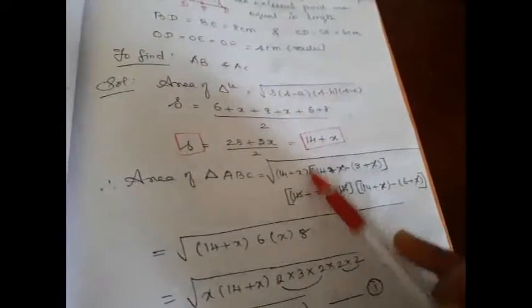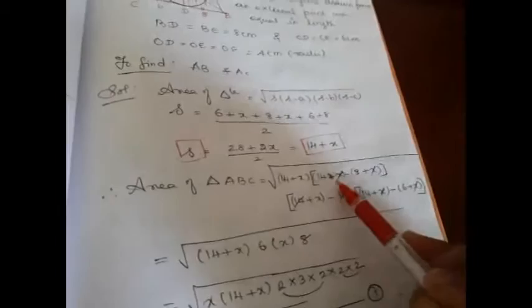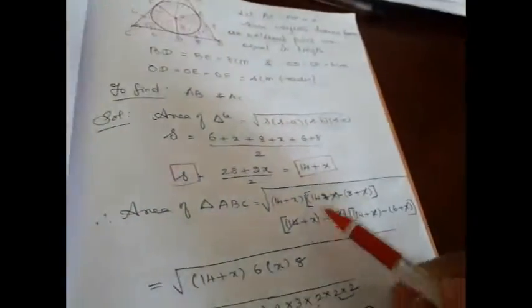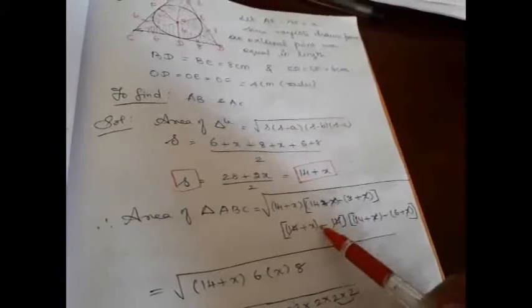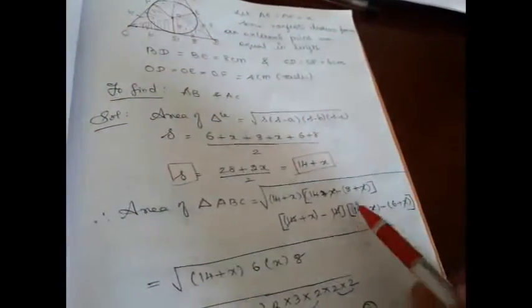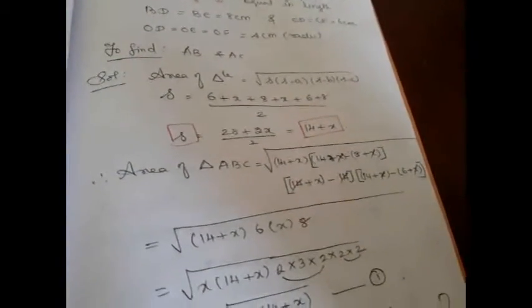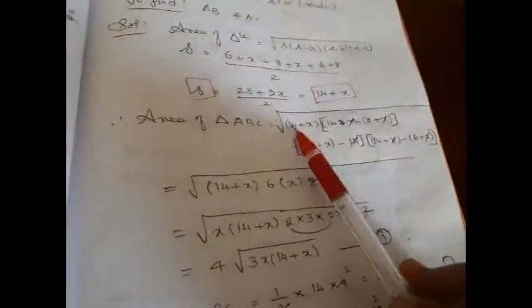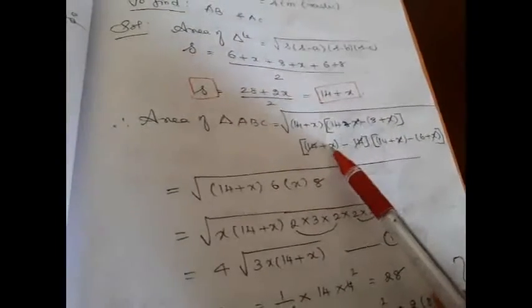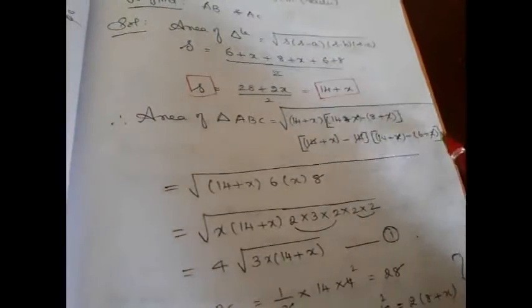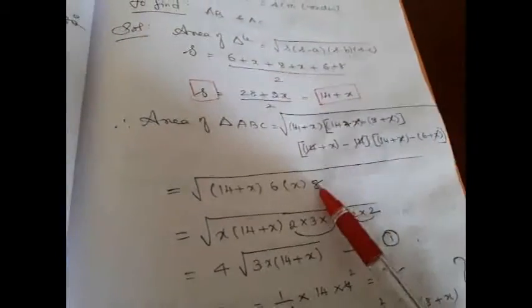S is 14 plus X into S minus A. 14 plus X minus, your first side AB is 8 plus X. Into 14 plus X, S minus your B, which is 14, and 14 plus X minus your C, which is 6 plus X. You can take ABC in any order, it doesn't matter. So 14 plus X minus X will get cancelled. So 14 minus 8 is 6. Plus 14 minus 14 will get cancelled, so we got X. Here plus X minus X will get cancelled. 14 minus 6 is 8.